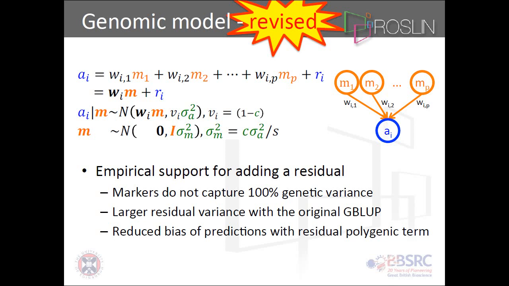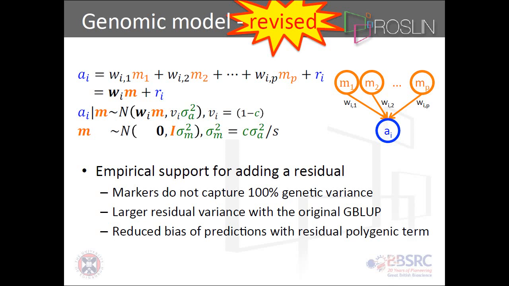capturing this remaining variance. Now there is quite a lot of empirical support for doing this because markers simply don't capture all the genetic variance. We often see that if we do analysis with the GBLUP model, the residual phenotypic variance tends to be bigger than with pedigree-based models. And also a lot of people have added a residual polygenic term in the phenotypic model, and that reduces the bias of resulting breeding values. And in essence, what I'm saying here is exactly the same thing, with the only small difference that I'm saying, put this term not in the phenotypic model, but in the genetic model.